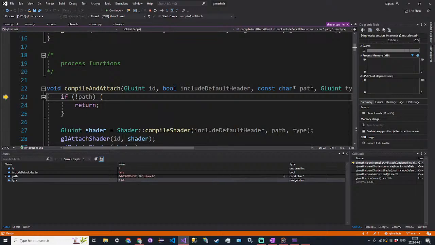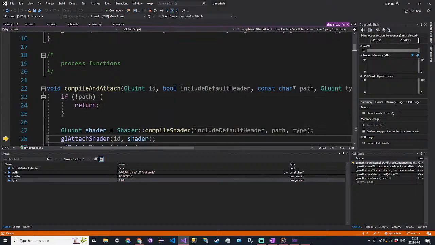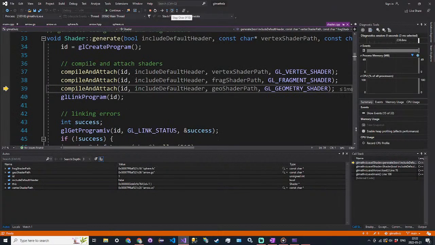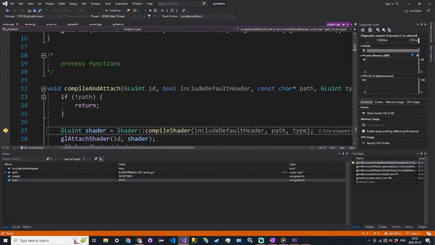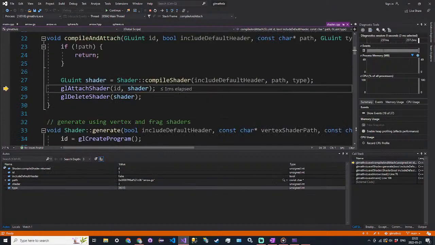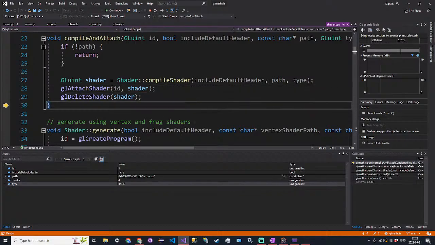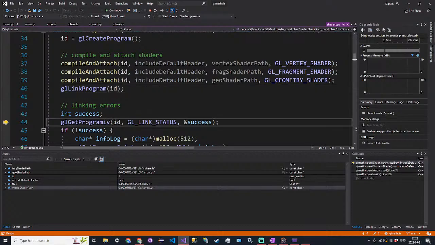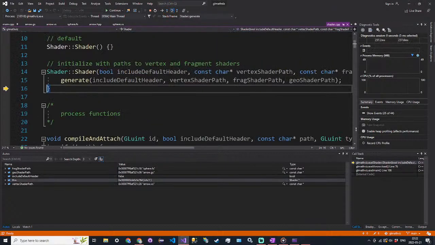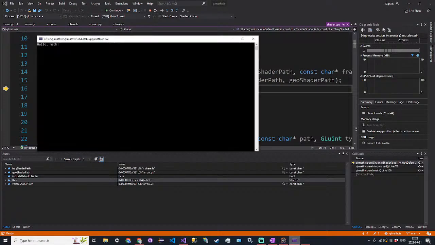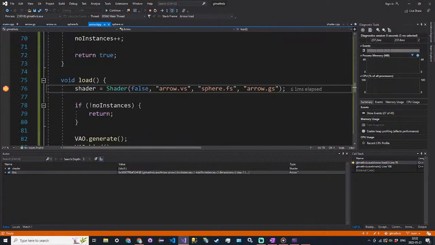Sphere.fs, good. And then arrow.gs. Now let's make sure this works. So shader has a value, so that's good. Let me delete it. Okay, link program. No errors.